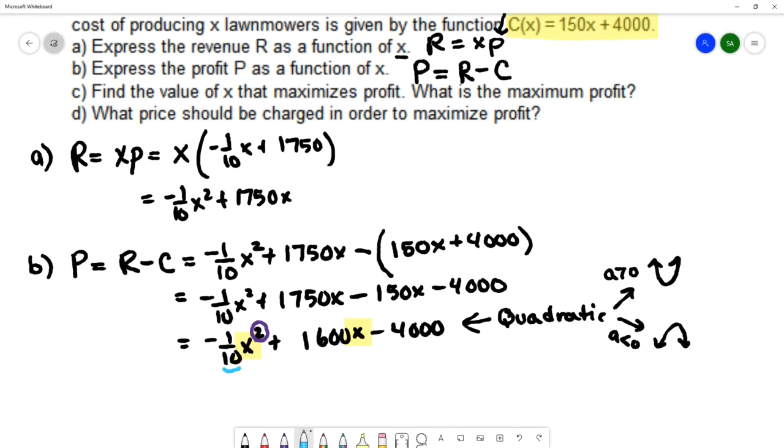So let's take a look at our coefficient. Our coefficient is negative 1/10. That's negative, so we know that we have the down-facing parabola. And when we have that down-facing parabola, I know the maximum y value, the maximum profit, will occur at this little peak here. And that peak has a special name called the vertex. So the max is going to occur at that vertex. So I can find the maximum value of this function if I can find the vertex of this function.